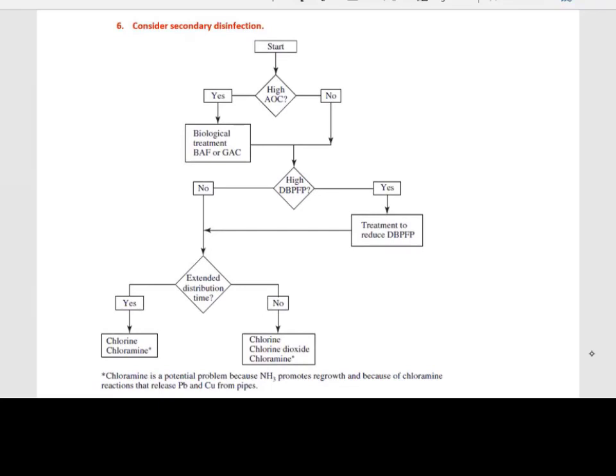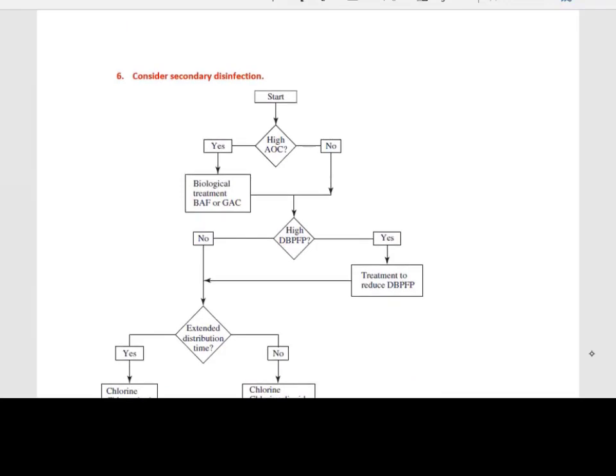So the next thing we want to do is consider the secondary disinfectant. AOC, again, is assimilable organic carbon. So the first thing is, do we have high AOC? And yes, we have a high TOC. And if we really do want to consider how to remove disinfection byproducts and how to prevent regrowth, we'd look at a biologically activated filter, the F here is for filter, activated carbon.